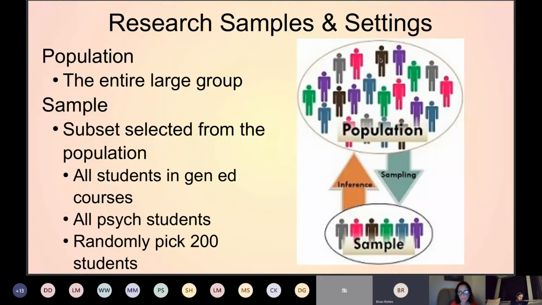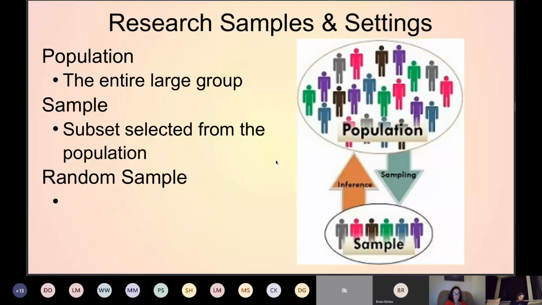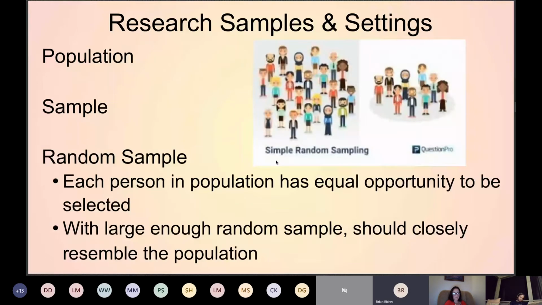So you want to do a better job at sampling rather than just pulling in psych students. Even though it could be easier, especially as a psychology professor, getting psych students is probably a lot easier than getting students in other departments. So random sampling is really good. It's when you take a random selection from that population.